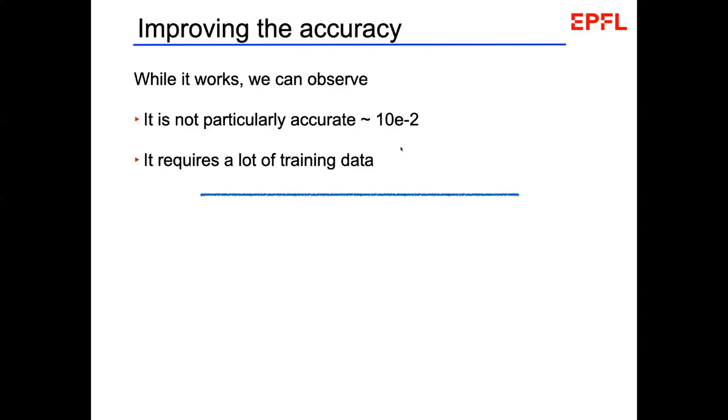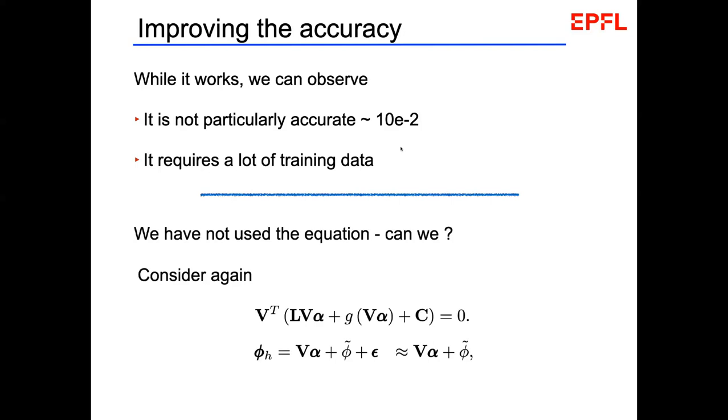And the second thing, which we have already seen, is that you need quite a bit of training data. You know, 200, 300, 400 solutions for basically 2D Navier-Stokes. That's a lot. So the question is, can we do something about that? And of course, the issue here is that there's something that we haven't used, and I'm focusing on steady state, but you can also do it for time dependent. There's something here that we haven't used, which is the equation. We have only used data. And we do have an equation, of course, but in the first approach, we just used it to generate the data.